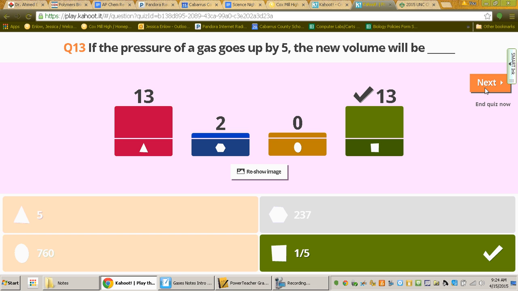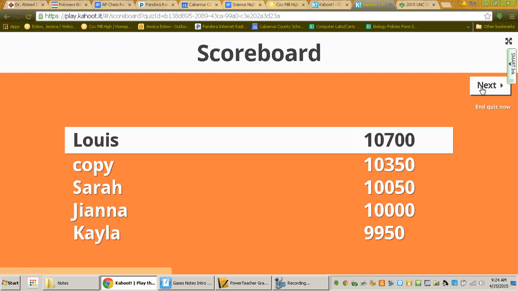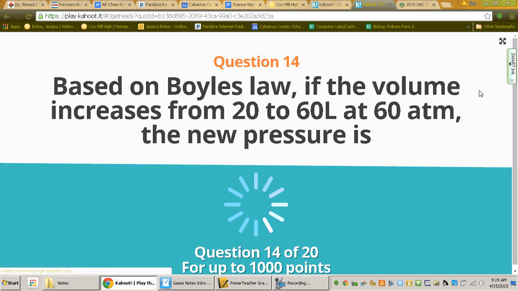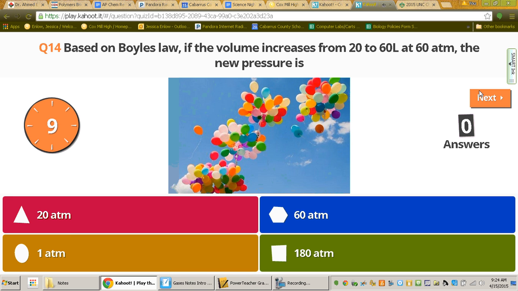You'll see some of the stats come on your test. And now you're on the board. Based on Boyle's law, the volume increases from 20 to 60 liters at 60 atmospheres. Pressure.